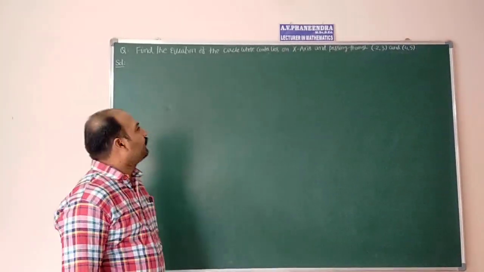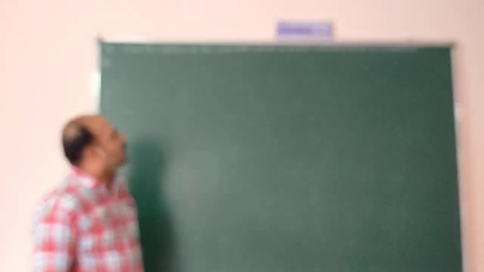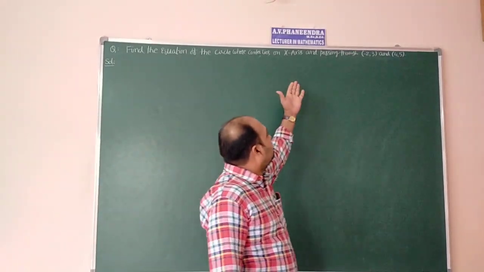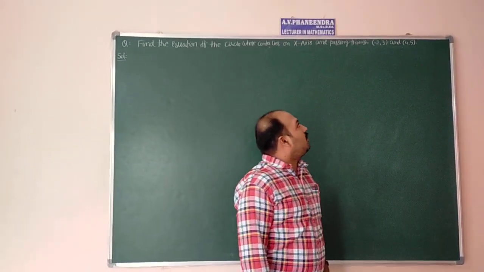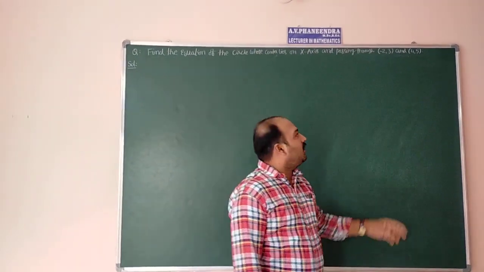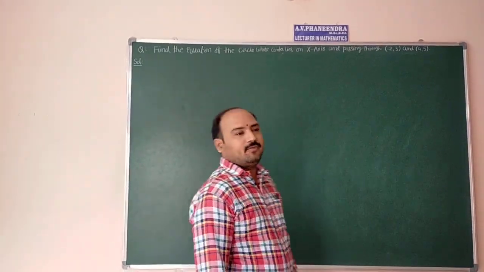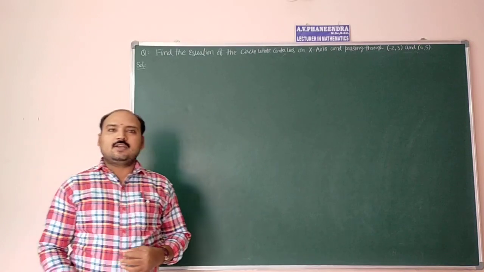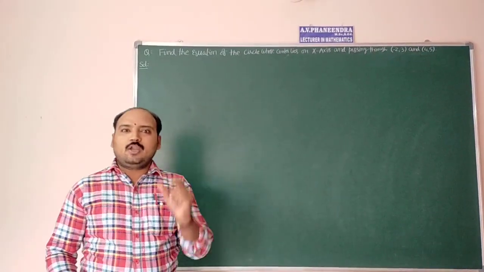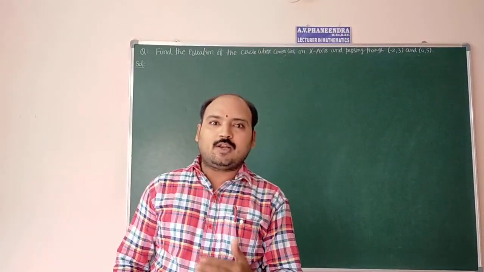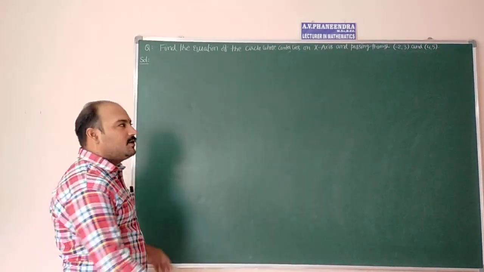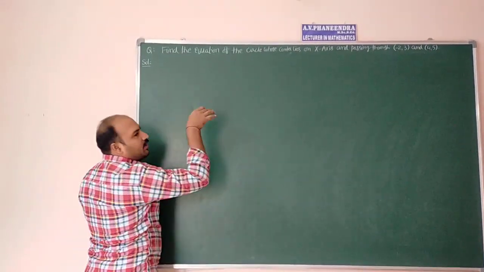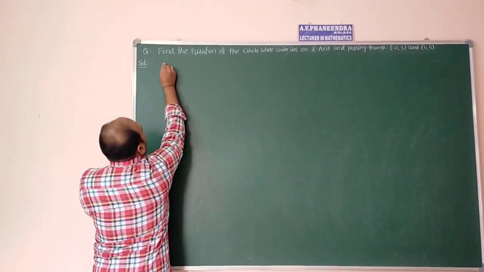Next question. Find the equation of the circle whose center lies on the x-axis and passing through the points (-2, 3) and (4, 5). We already discussed in previous classes the equation of a circle whose center lies on the x-axis. That is the required equation in this question.